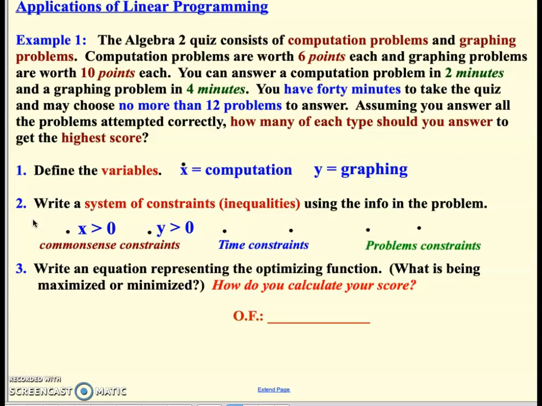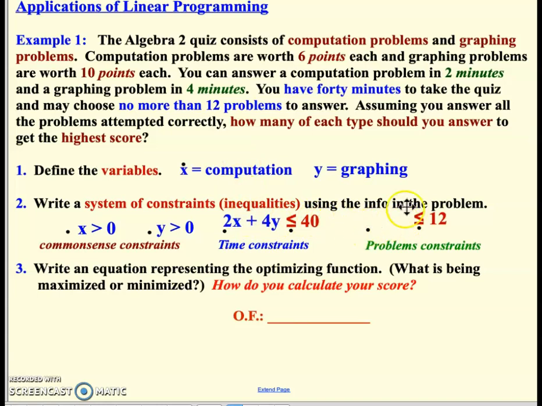Then we've got to piece the rest together. Now there's a time constraint, right? We've got a limitation of no more than 40 minutes. There's a problem constraint of less than or equal to 12. So we've got to be under 40 minutes, no more than, which is less than or equal to. And then we just have to go back to the problem and piece things together. Like, what is the connection to time? Well, it's 2 minutes for computation, 4 minutes for graphing, so that's going to be 2x plus 4y.